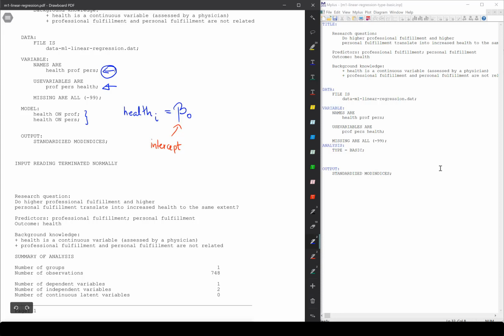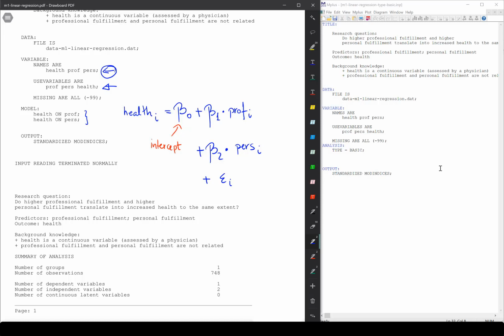Plus some beta 1 times their scores on professional fulfillment. So that's for individual i. Plus another beta, let's call this beta 2, times scores on personal fulfillment, again for individual i, plus some error. And this is again individual specific.